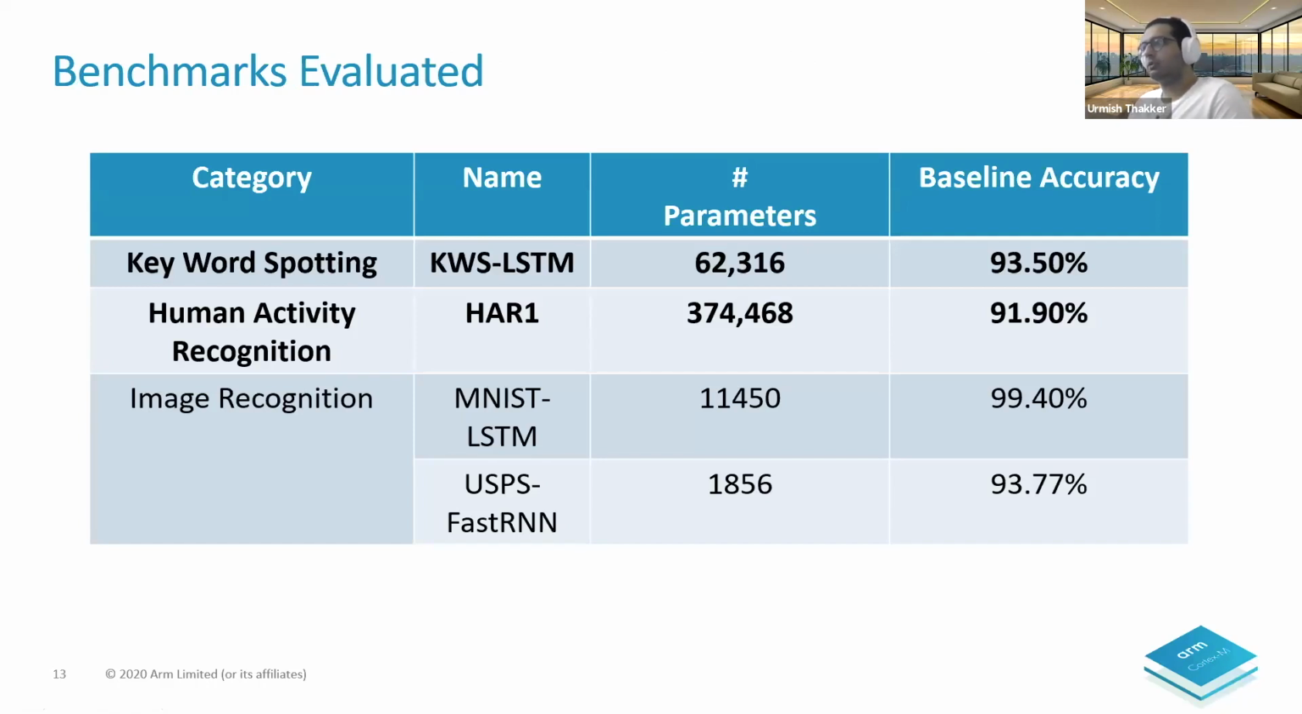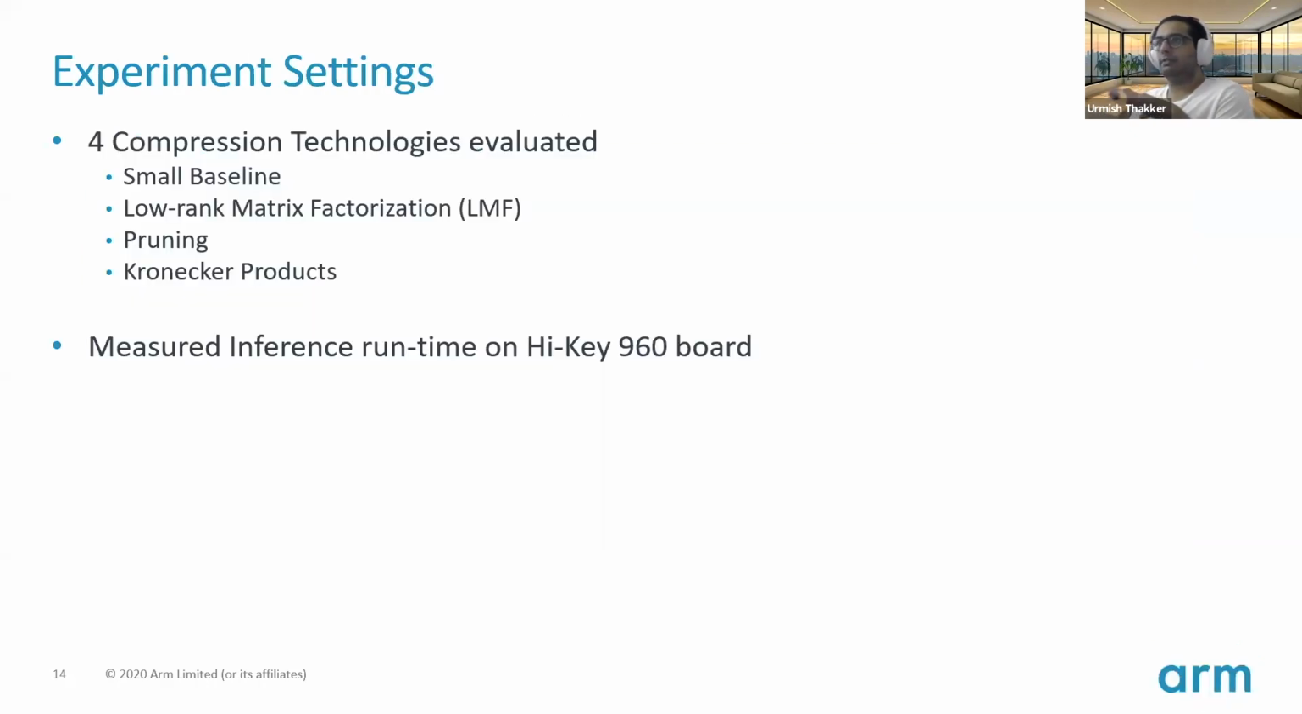The way we train a neural network using Kronecker products is that we take all of the weight matrices in a neural network and replace them with Kronecker products of two smaller matrices and train them from scratch. So Kronecker products are included during your training phase. We look at 4 different applications: keyword spotting, human activity recognition, and a couple of image recognition benchmarks. We compress them using 4 different compression techniques: low rank matrix factorization or SVD, pruning, a small baseline, which is basically taking a neural network and manually making it smaller by reducing the number of layers or the size of the neural network, and then Kronecker products or KP.